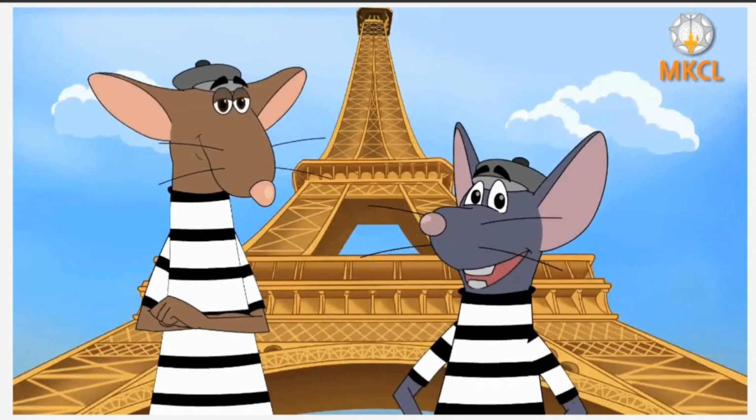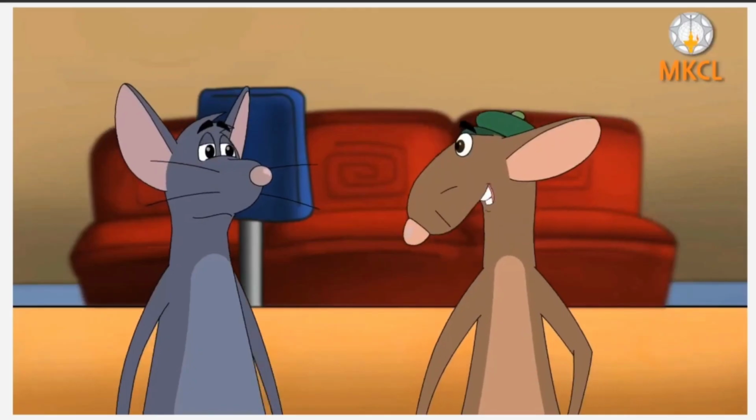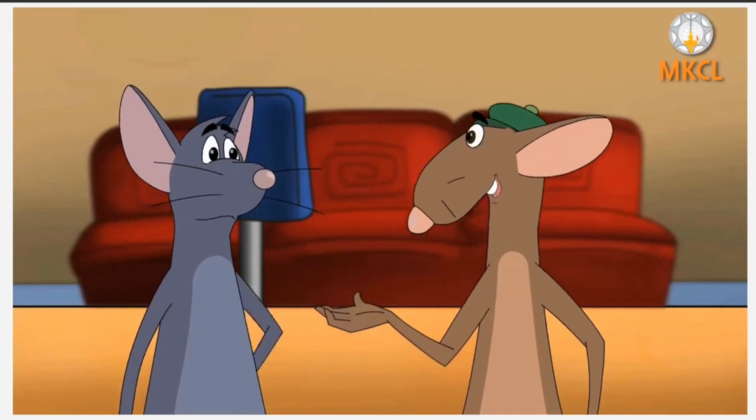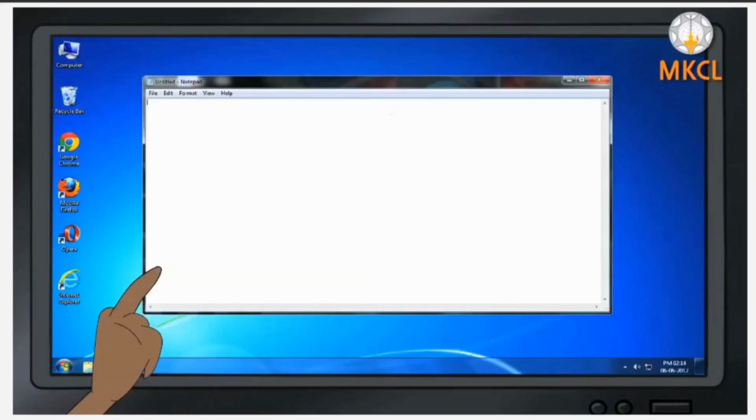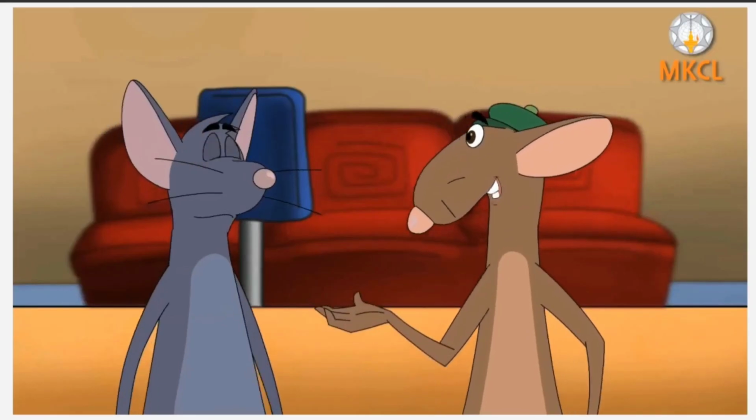So, Miri, a French person may not understand Chinese, and a Chinese person may not understand Tamil. Similarly, the computer has its own set of languages, which the machine understands. They are called binary systems.